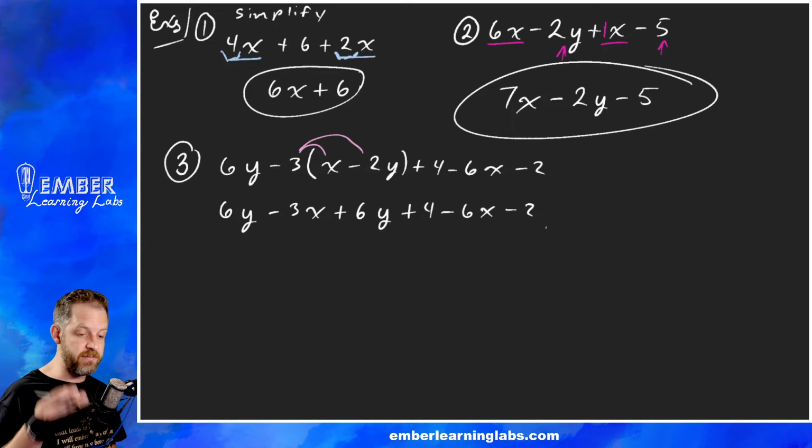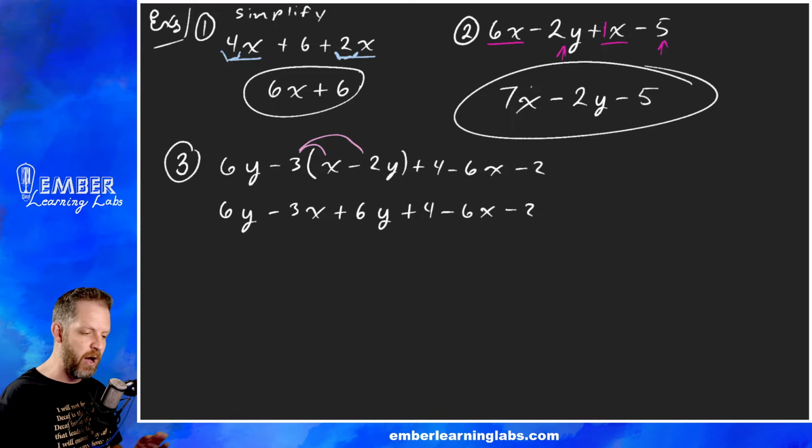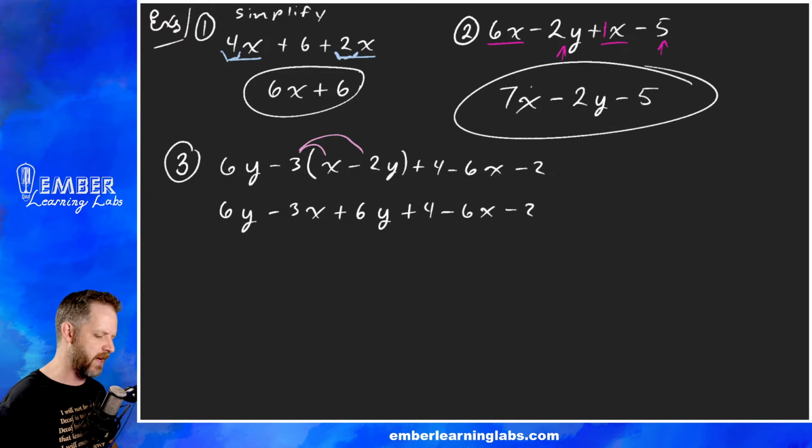Now, let's see if we can find some like terms. We've got some different types of like terms here. On example 1 and example 2, there were some things that didn't combine. I think on this one, everything is going to combine with something, and that's important. I think it's important to see an example like that.